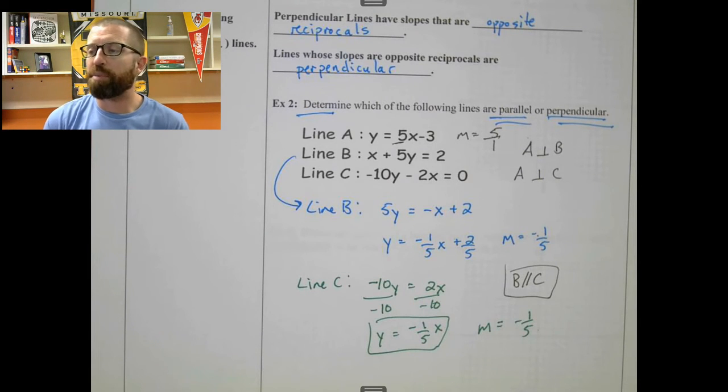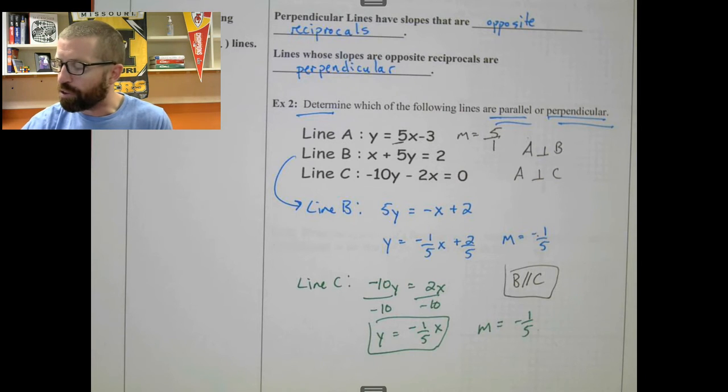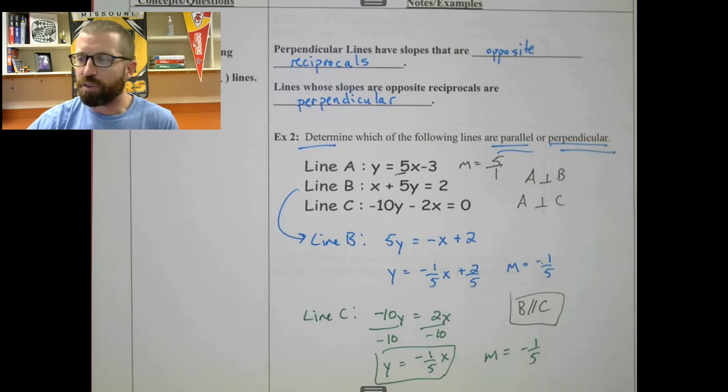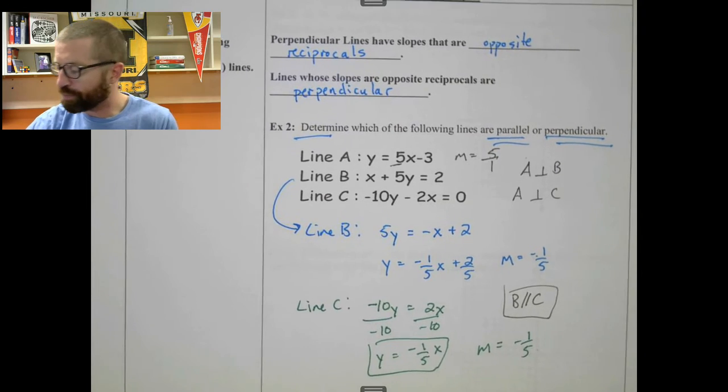So that's something that might be kind of interesting to think about: a line can be perpendicular to any number of lines, an infinite number of lines. And that's true for parallel lines too. There's an infinite number of parallel lines to every given line.